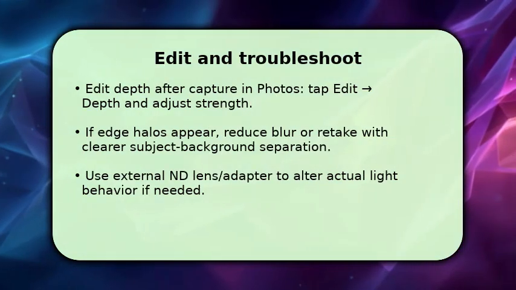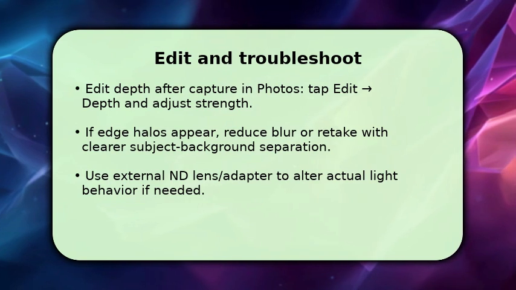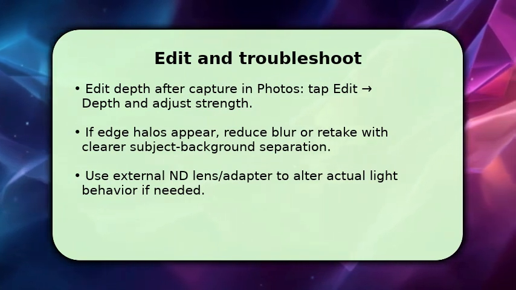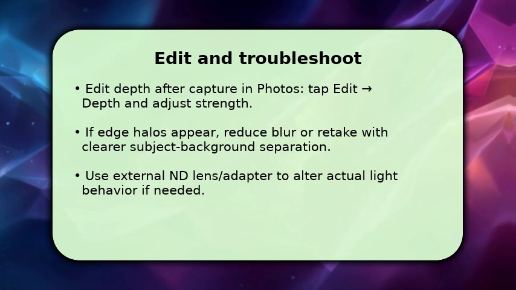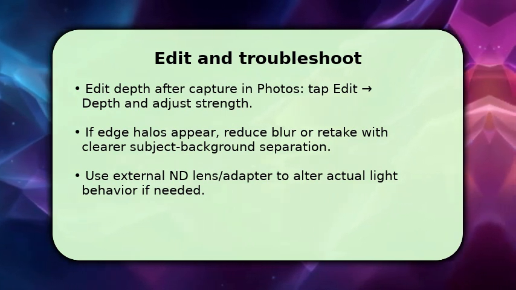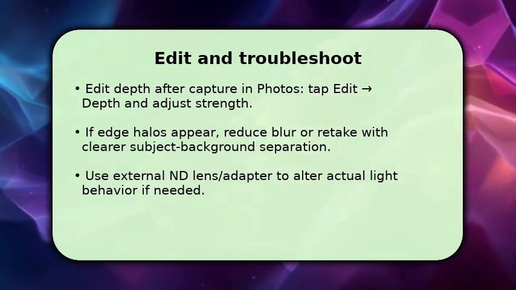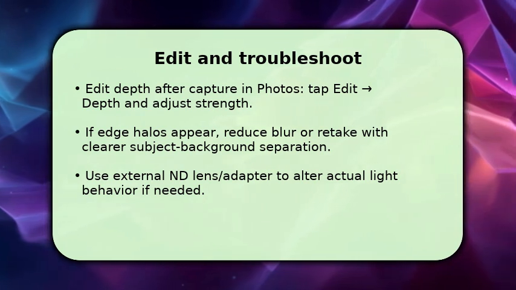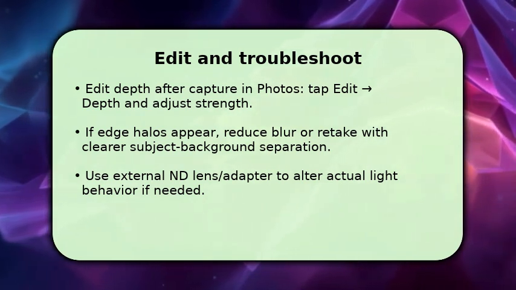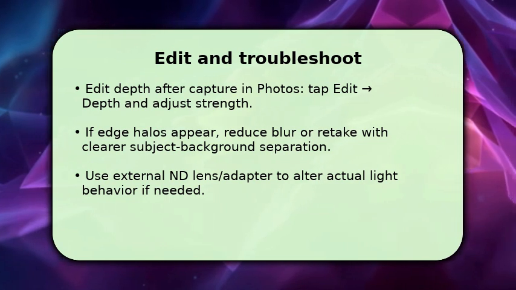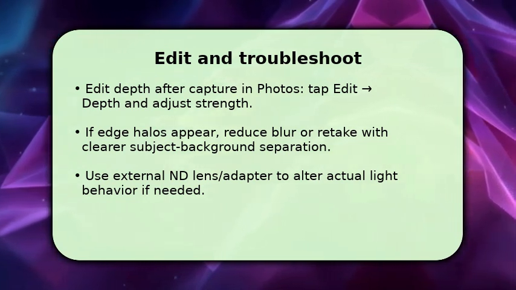Finish in Photos or your editing app. Open the shot, tap Edit, then use Depth or the Portrait Blur slider to fine-tune the f-stop effect. Export when satisfied. If you see weird edges or haloing, reduce the blur slider or retake with more distance between subject and background. Computational depth maps struggle with overlap.